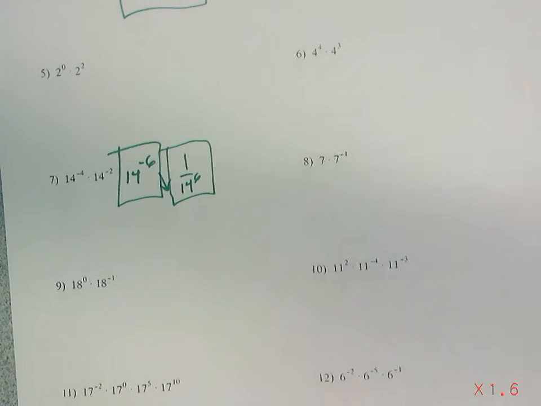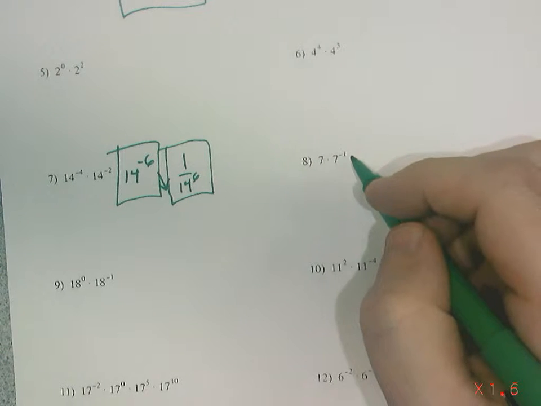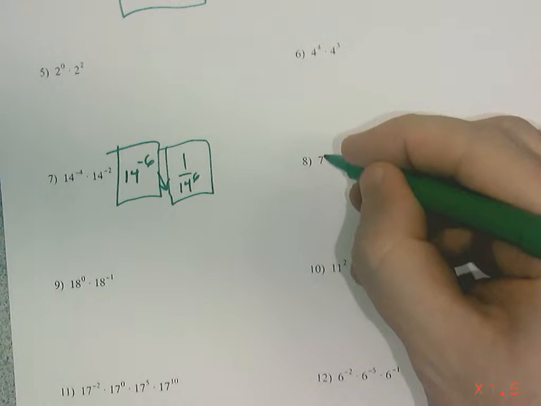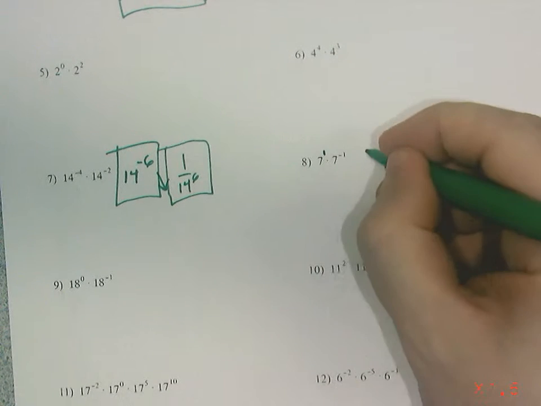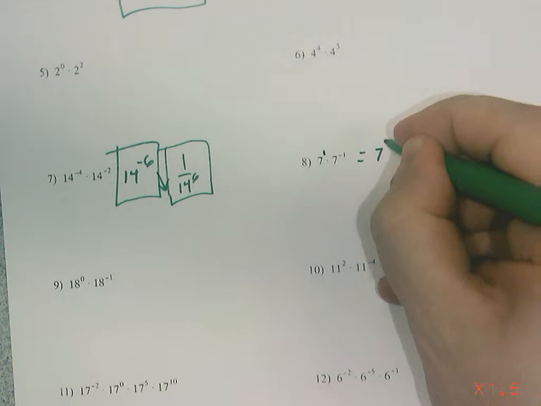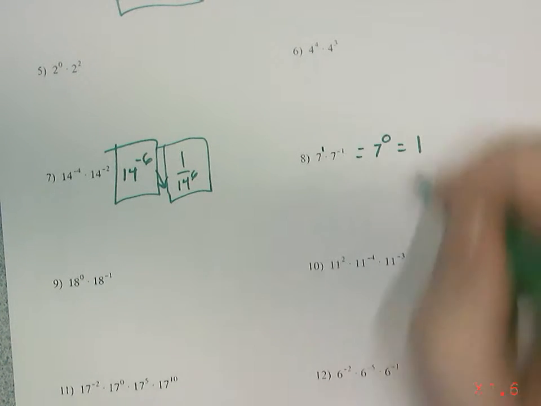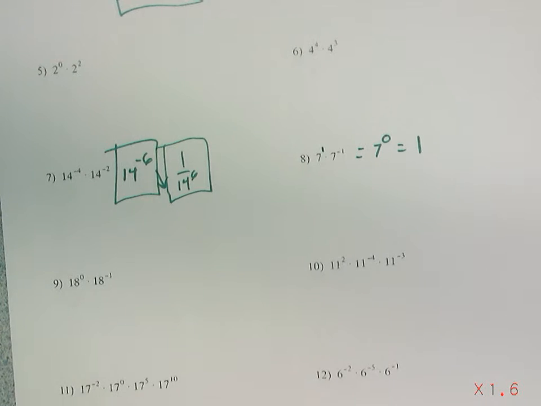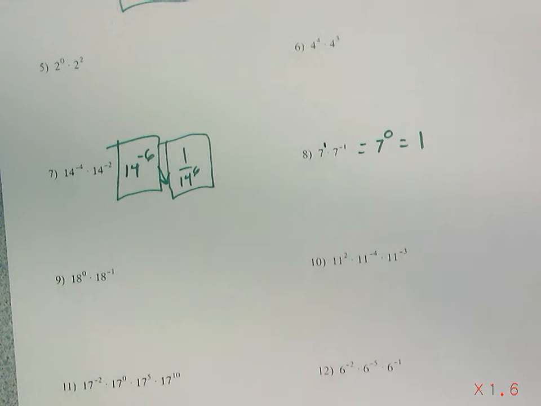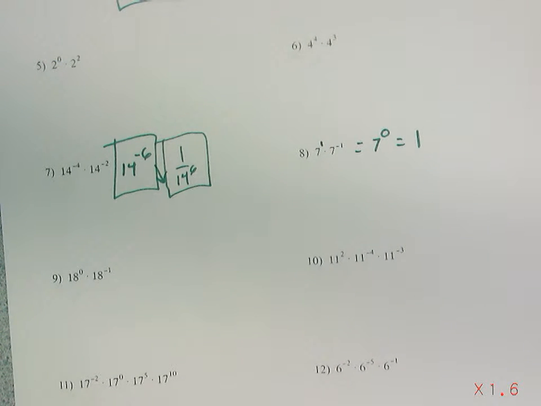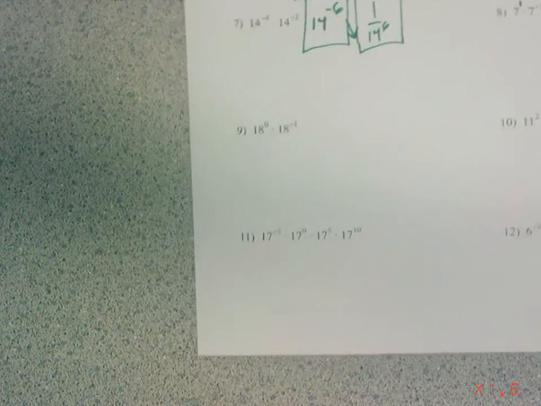Okay, what about this one? We got 7 times 7 to the negative 1. So there's no exponent there, so we think of it as an invisible 1. What's 1 plus negative 1? Wouldn't it be 0? Well, 7 to the 0 is just going to be 1. So there's no exponent there really. There's no positive or negative version of that because 0 is not either positive or negative. So we just write 1 there.